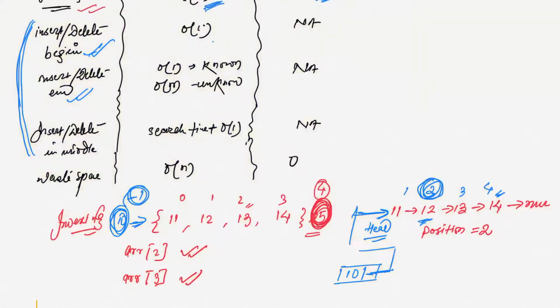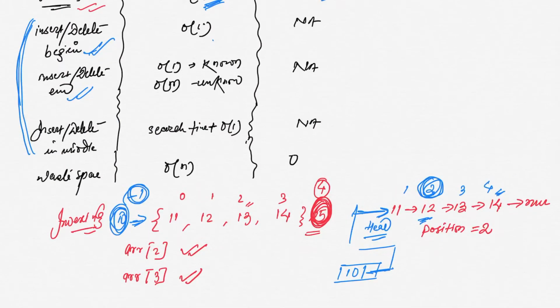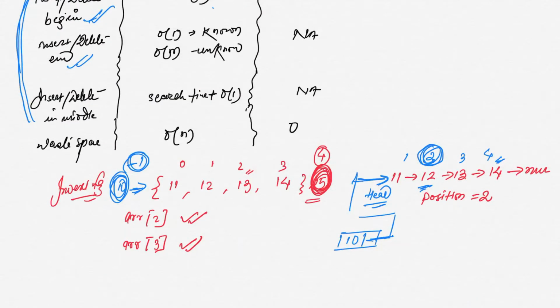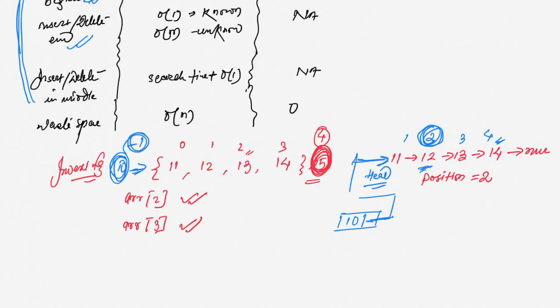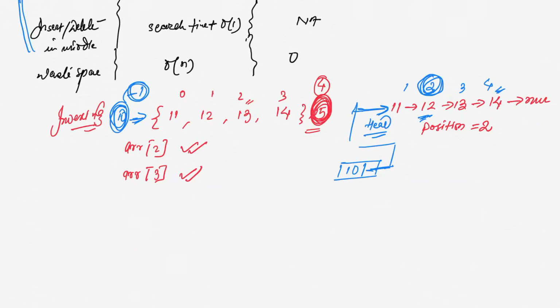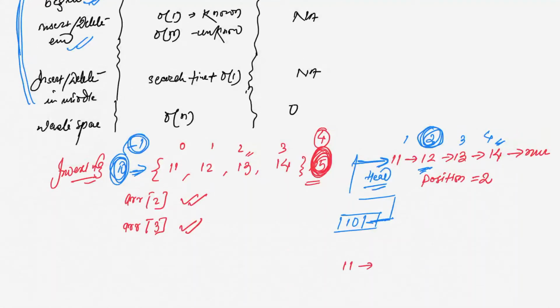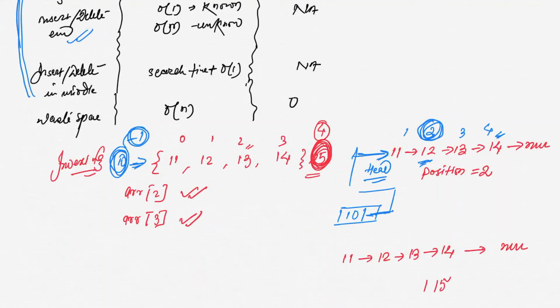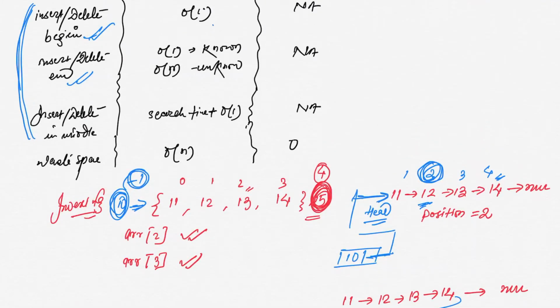But when it comes to insertion at the end of the linked list, I will take the same example once again: 11, 12, 13, 14. If I want to insert 15, I can create one node 15 and ask the tail node to point to the new node, and this is done. So insertion is a constant operation, but the consideration is that you must know the tail node.